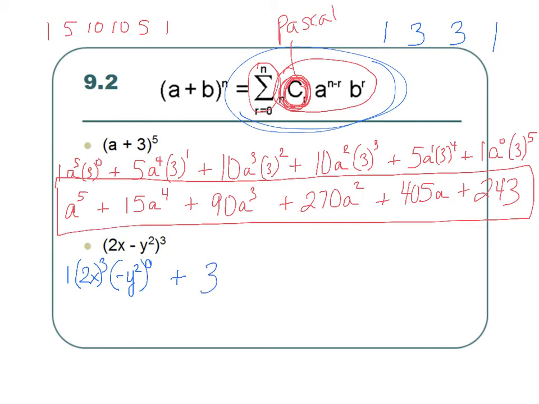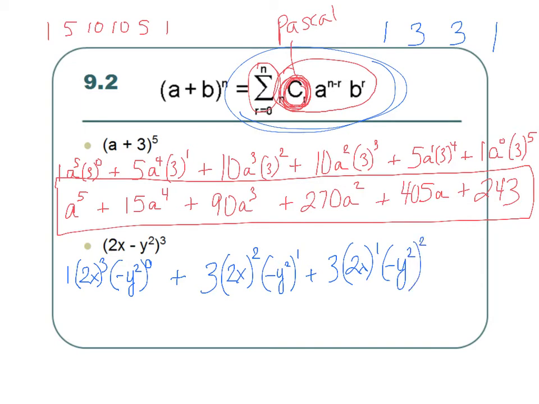The next Pascal number is a 3. And then you're going to have a 2x, and it's going to work its way down, so now it's squared, while the negative y squared works its way up, so now it's to the first. Plus, the next Pascal number is a 3. My 2x works its way down, while my negative y squared works its way up. One more, the last Pascal number is a 1, and then my 2x is going to end up to the 0 power, while my negative y squared ends up to the third power.